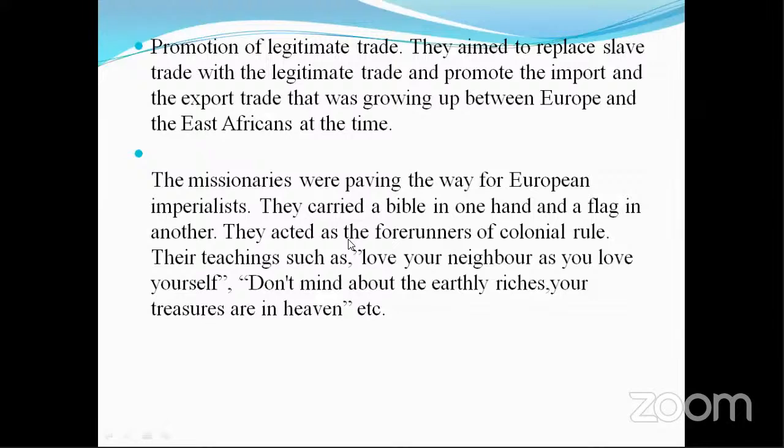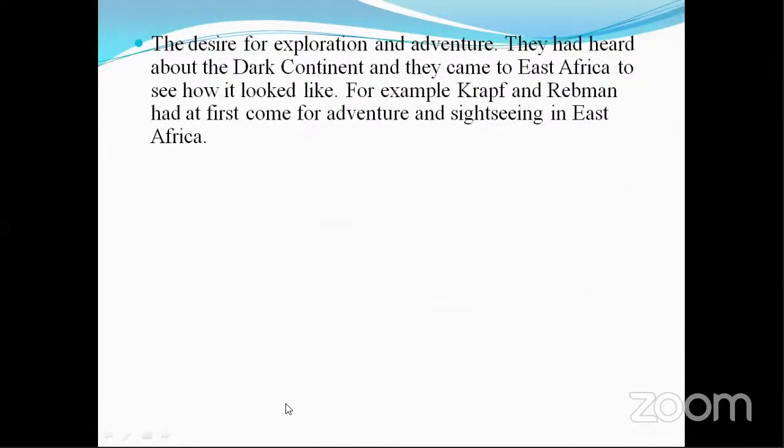So these people came to pave the way for the coming of colonialists. Okay, I believe the point is clear. I've been a little bit slow, and I believe people have got the point very well. Okay, I'm assuming you've got the point. I've now moved over to another point here.